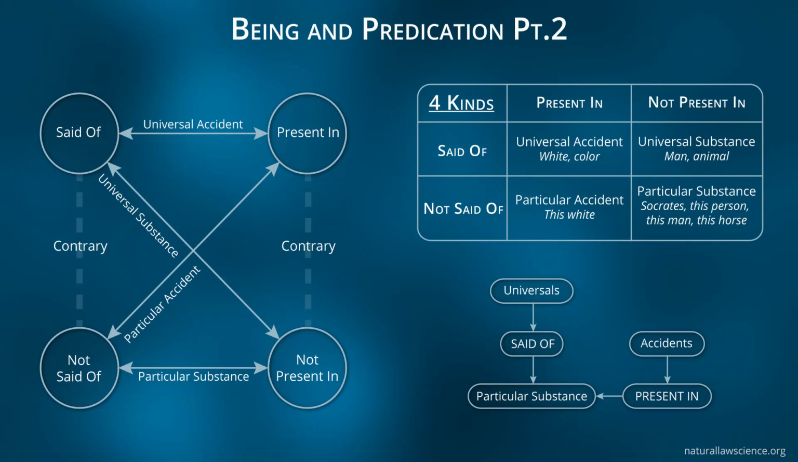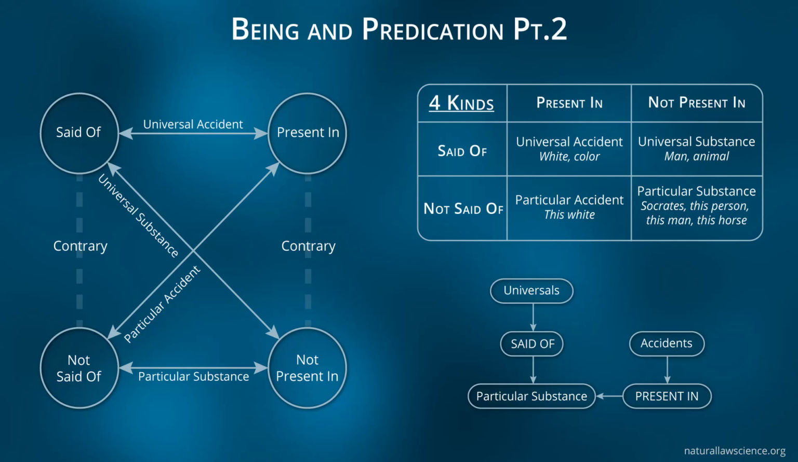So from the predication previously we had present in, and we had said of. So we have said of and not said of, and we have present in and we have not present in. So right now I'm talking about the little table at the top right. When something is present in and said of, it's a universal accident. When something is not present in but is said of, well then it's a universal substance, because the substance is not present in, and the universal is what is said of.